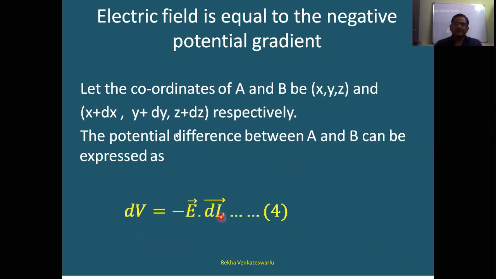Now let the coordinates of A be x, y, z, and of B be x plus dx, y plus dy, z plus dz respectively. Then the potential difference between A and B can be expressed as dV equal to minus E bar dot dl bar, equation 4. How are we writing this? Electric field strength E equal to dV by length, so dV equal to minus E bar dot dl bar.